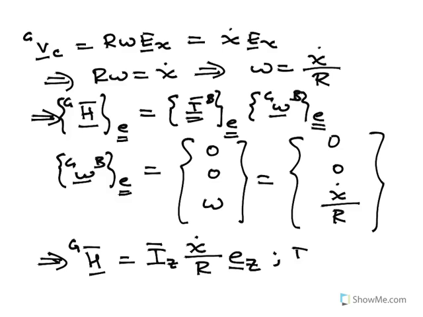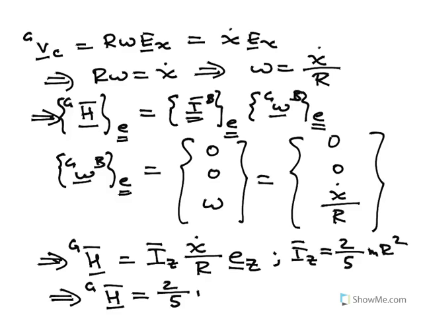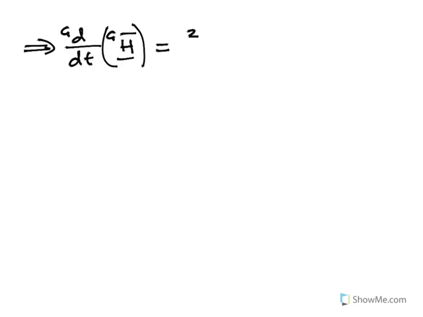But Iz bar for a sphere, since it's a principal axis coordinate system, is equal to 2/5 mR squared, which says that the angular momentum relative to the center of mass is equal to 2/5 mR x dot Ez. So that tells me, because Ez is inertially fixed, that the rate of change in the inertial frame of the angular momentum relative to the center of mass is 2/5 mR x double dot Ez.